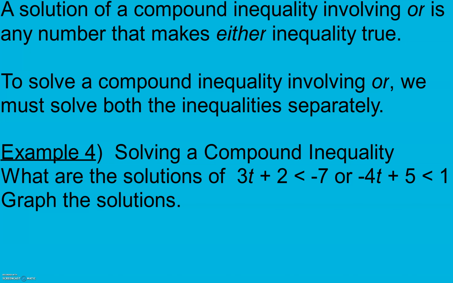Continuing on in section 3.6, a solution of a compound inequality involving OR is any number that makes either inequality true. To solve a compound inequality involving OR, we have to solve both the inequalities separately. Remember, ANDs we can keep as one inequality or write as one inequality, but ORs have always got to be kept separate. So here we're going to solve each individually.